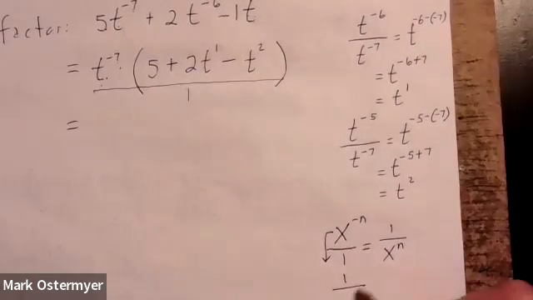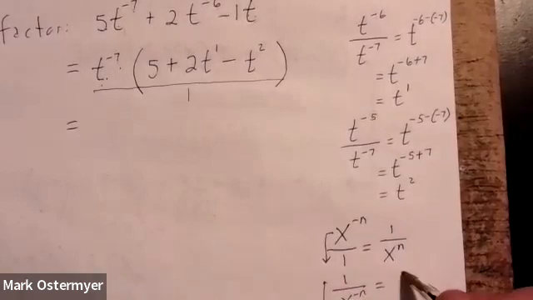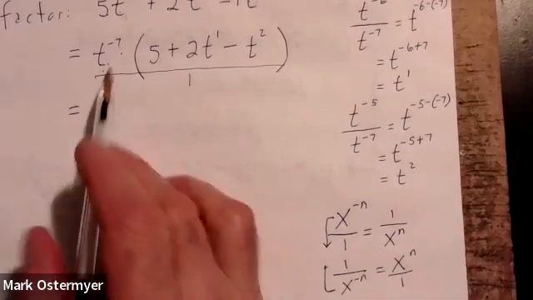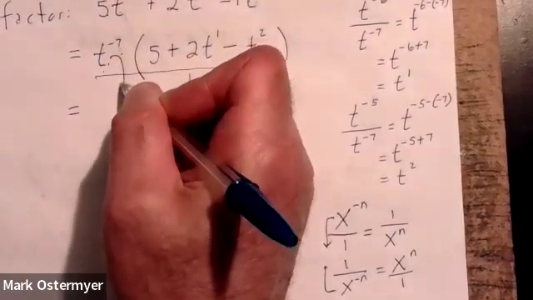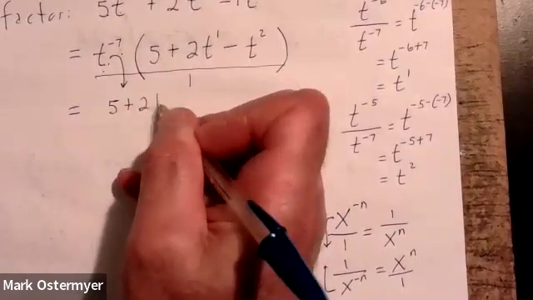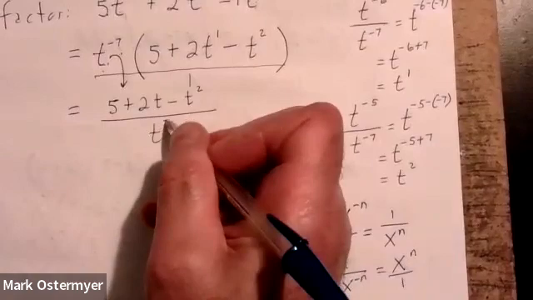Or if I have my negative exponent appearing in the denominator, I would flip the base x up into the numerator and call it x to the positive nth power over 1. All right. So the bottom line is I've got to get rid of this negative exponent on t. To do that, this t has got to be reciprocated or flipped down into the denominator, in which case I would have 5 plus 2t minus t squared, and that's all going to sit over t to the positive 7th power.